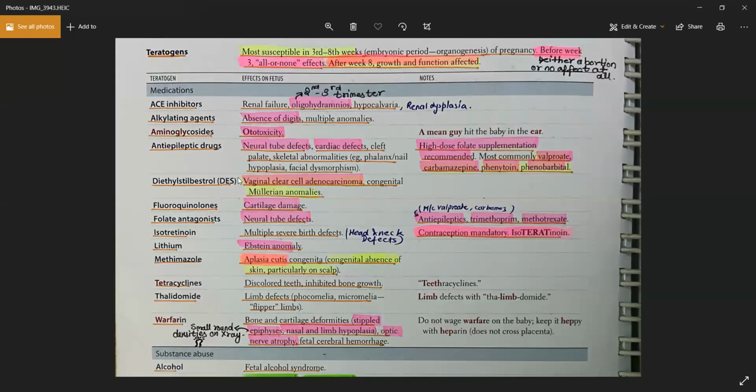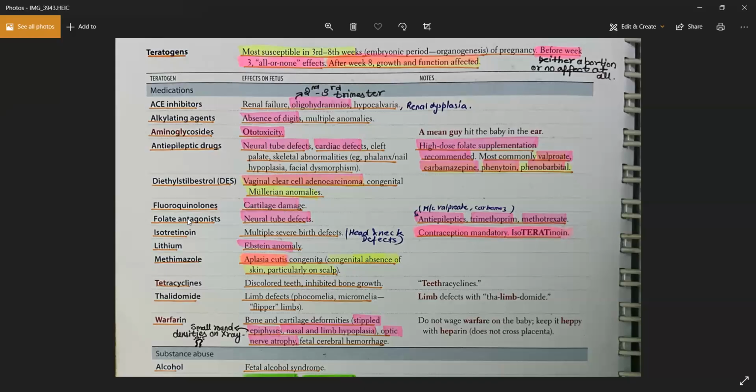So remember about DES, and that's why this drug is now banned. Initially, it was given as a replacement for the estrogen. Now you have the fluoroquinolones, which can cause cartilaginous damage. Similarly, for the tetracyclines, I told you about the discoloration of teeth. The yellowish teeth will happen, and bone growth will be affected, so it needs to be stopped.